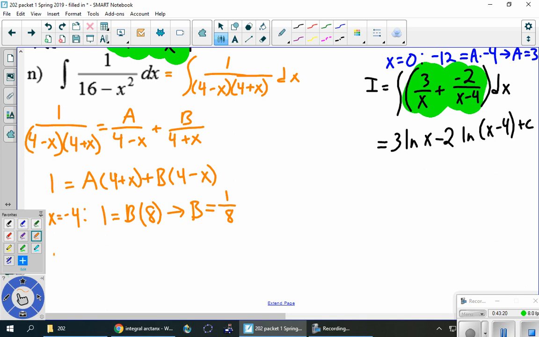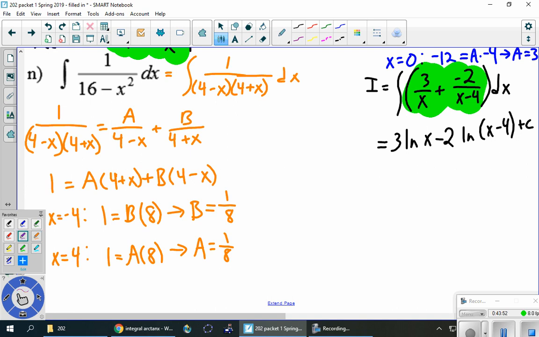Okay, and then letting x equal positive 4 will zero out the second parentheses. Left-hand side is always 1 in this case. A times 4 plus 4, that's 8, plus b times nothing. And so that means that a is also 1/8. Okay, so now we're ready to do our original integral. Let's do it in a different color.